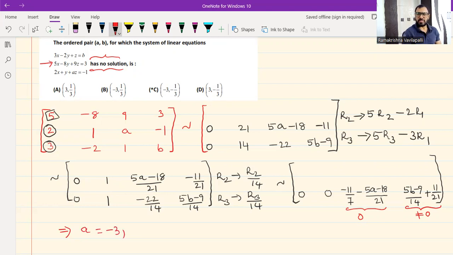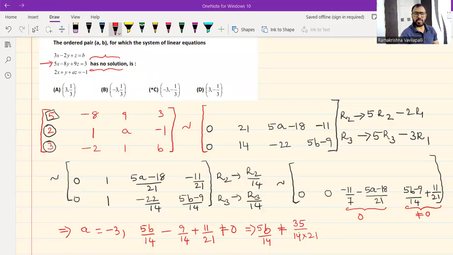Whereas the last one, you see that 5b by 14 minus 9 by 14 plus 11 by 21 is not equal to 0. So after simplification, we got that a equal to minus 3 and this element is not equal to 0. This implies b not equal to, you will get 1 by 3.